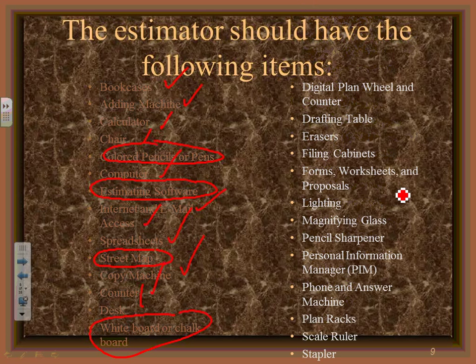So the second set of things you can see, digital plan wheel. This is a must-have. Digital plan wheel and counter. Almost all of them, guys. Do you have one, Derek, at work? Or are you doing it by hand? Counting? You share, okay. You guys are a little bit cheap here. What? They are 60.